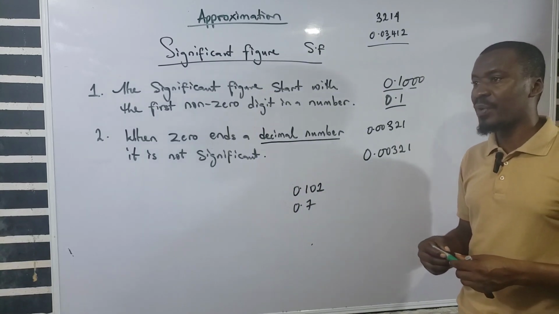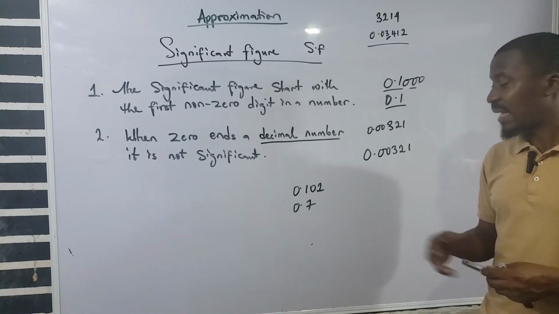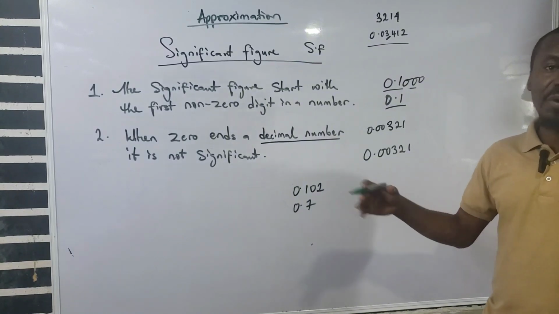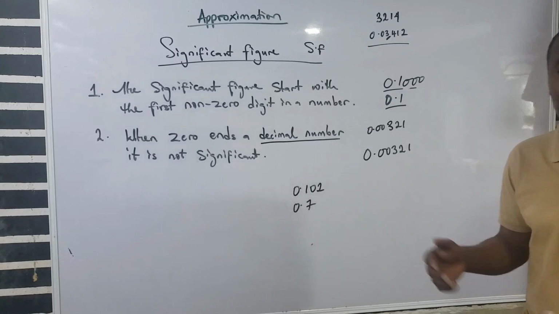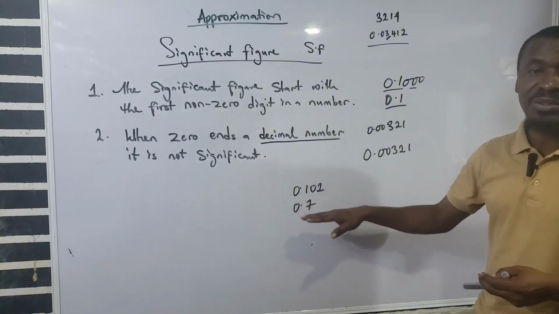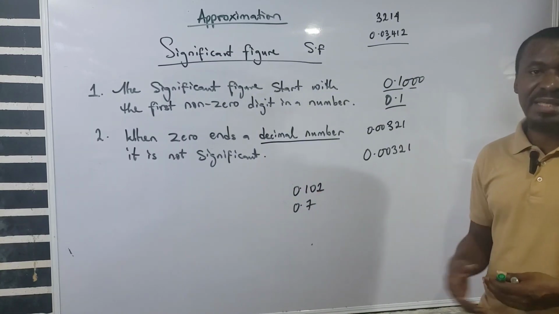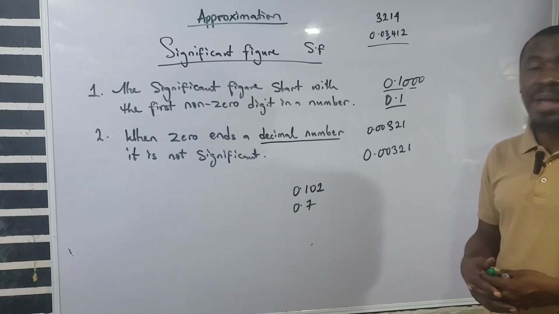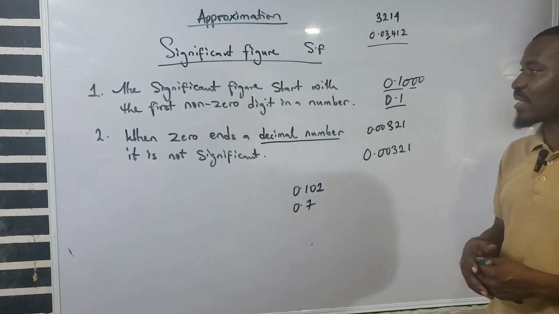Most of the time in Checkpoint and the Cambridge IGCSE exam, you are likely to see a question like this. Sometimes they will ask you to put a sign for greater than or less than between numbers like this. So if you are not careful, you will make a mistake if you read the digits after the decimal point as a whole number, as 102 instead of just 0.102. Okay, so let's move away from that.